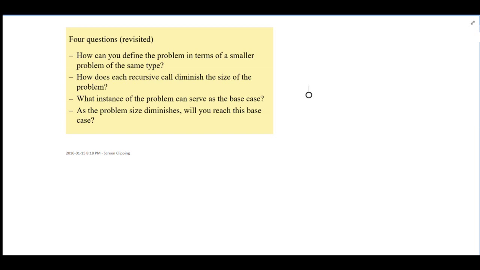And finally, the last question. As the problem size diminishes, will you reach this base case? Although this seems kind of redundant because you're finding out the base case, some people actually forget to even think about the base case, and sometimes it's not reachable because of how the function is. So make sure you answer all 4 of these questions before you actually start programming it.